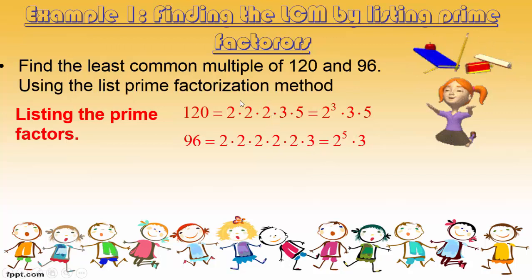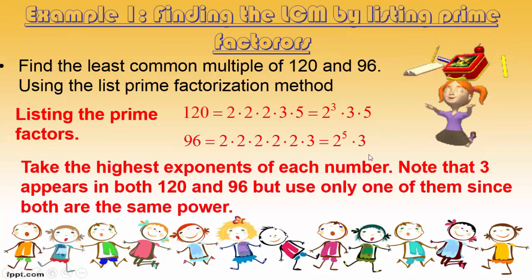Then we see that in 120, 2 is repeated 3 times. That means it's 2 to the third power. 3 only appears once, and 5 only appears once. In 96, 2 is repeated 1, 2, 3, 4, 5 times. So that means we have 2 to the fifth power, and 3 only appears once.